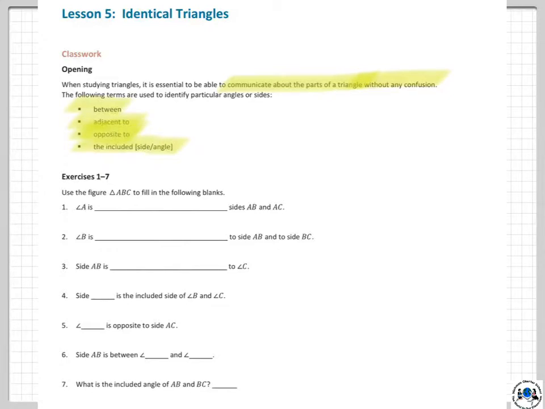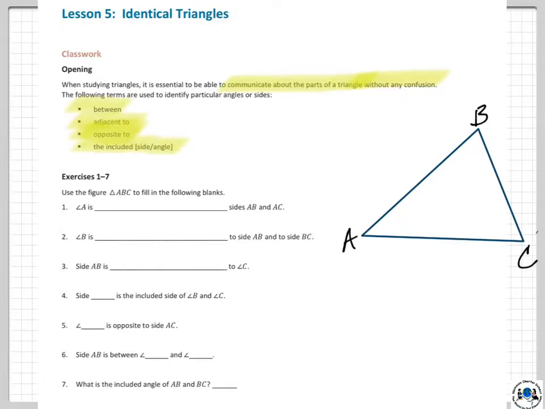I think it's coming. There it is. There is figure ABC, triangle ABC. Go ahead and see if you can fill in those blanks. There are 7 of them with these terms. Just give it a whirl, see what you can do. It might be a little confusing since it's your first time. So give it a try, pause, and come on back.